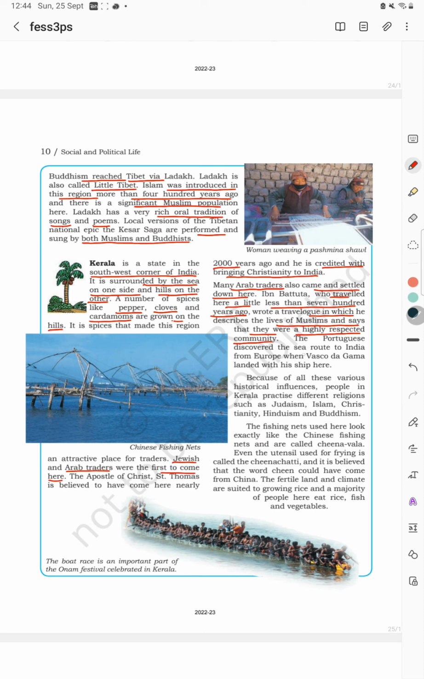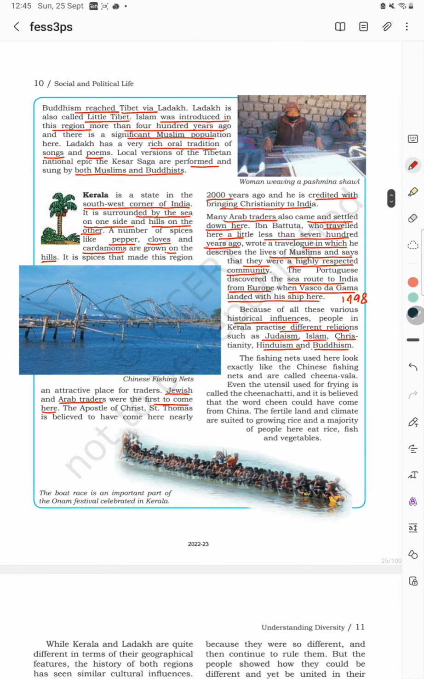The Portuguese discovered the sea route to India from Europe when Vasco da Gama landed with his ship in 1498. We will be knowing more about this in our history book. So, because of all these various historical influences, people in Kerala practice different religions such as Judaism, Islam, Christianity, Hinduism, and Buddhism.